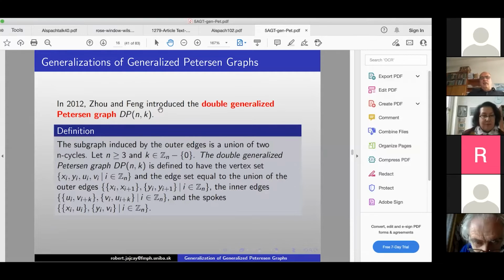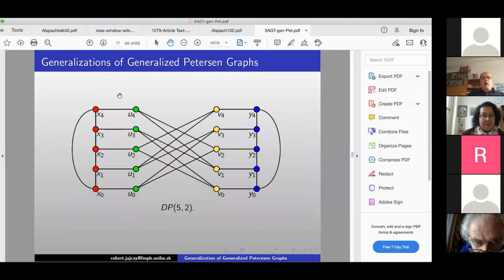These are called the double generalized Petersen graphs, introduced in 2012 by Zhu and Feng. I'll just give you the picture because, again, the idea is the same. It's just slightly more complicated. You have two cycles on the outside. Then you have the spokes. You have two sets of inside. And then here you determine who's joined by who. So this would be the DP52 graph.